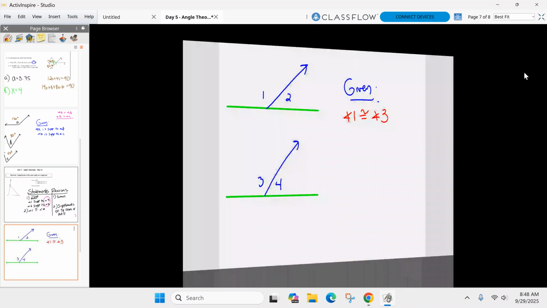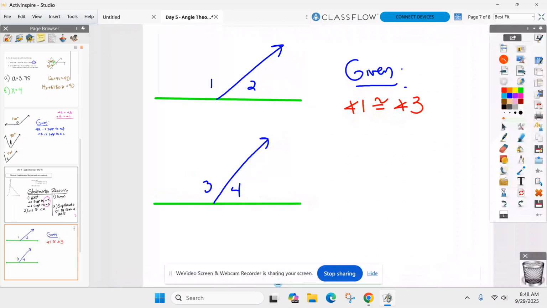Before I get into the next one, and you guys try to do it, don't do the statements and reasons yet. Look up on the board on my diagram up here. Let's see if we remember some stuff from Unit 1. All I'm giving you is angle 1 is congruent to angle 3, and I want to see if you can come up with a conclusion. From Unit 1, I need a fact about angles 1 and 2 up there.